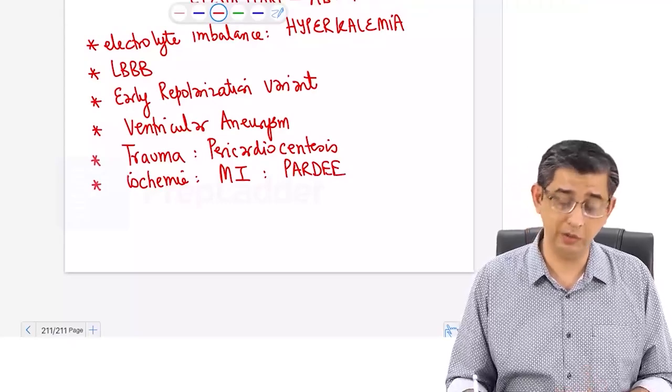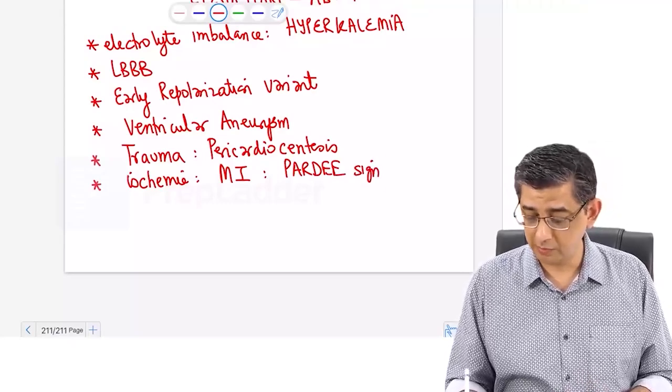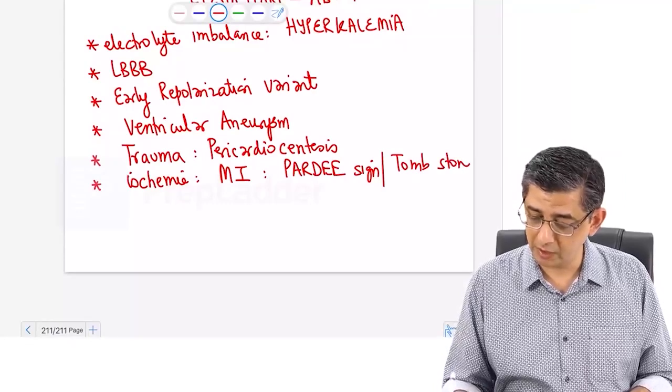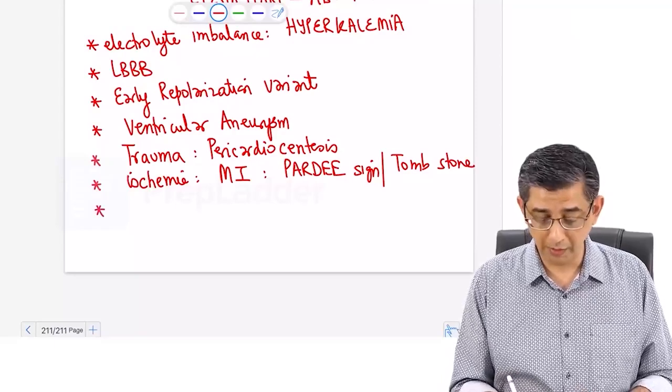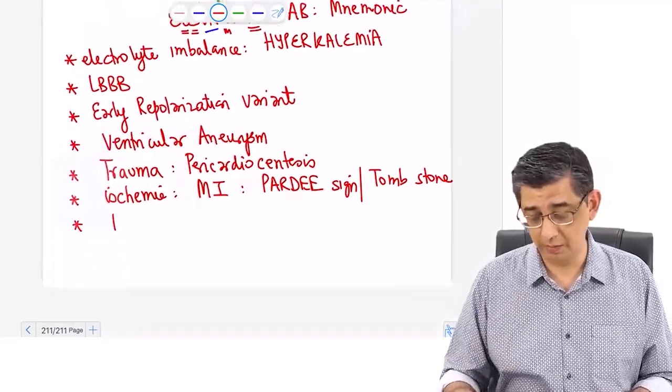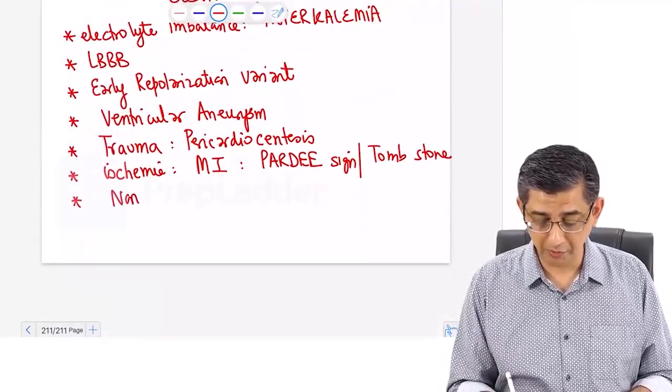So the term used is either Pardee sign, or sometimes he might just use the word tombstone pattern as well. It will be convex in an upward direction. Now we come to alphabet N. That would be of elevation. I'm finishing the word elevation at the moment, and this is important not to be forgotten.